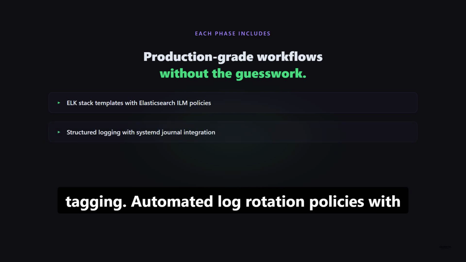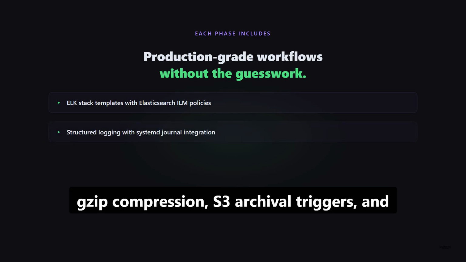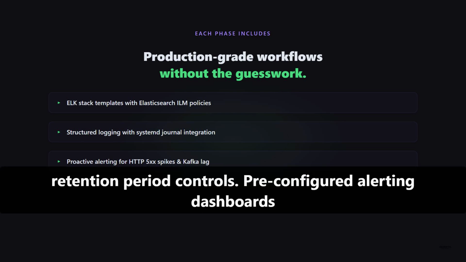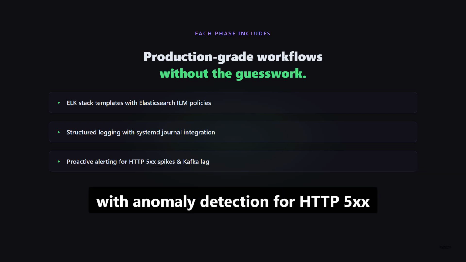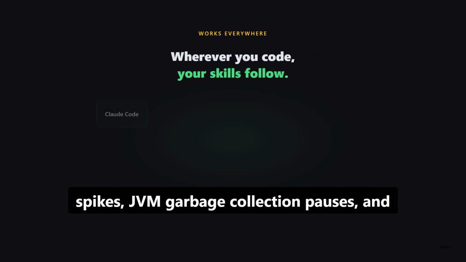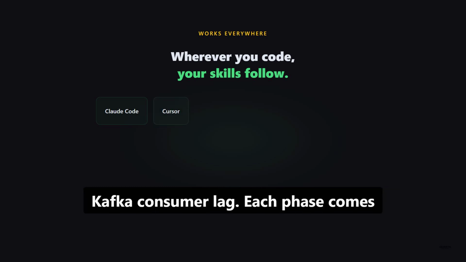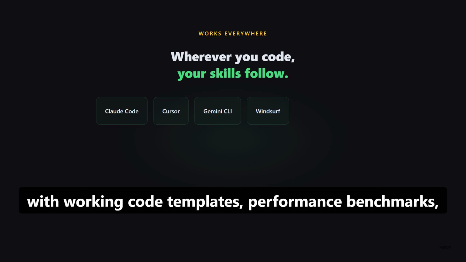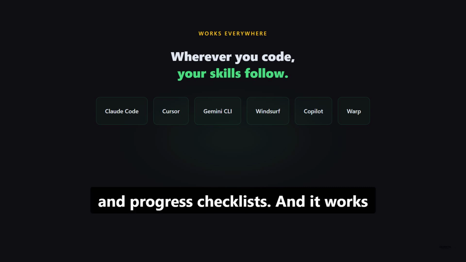Automated log rotation policies with gzip compression, S3 archival triggers, and retention period controls. Pre-configured alerting dashboards with anomaly detection for HTTP 5XX spikes, JVM garbage collection pauses, and Kafka consumer lag. Each phase comes with working code templates, performance benchmarks, and progress checklists.